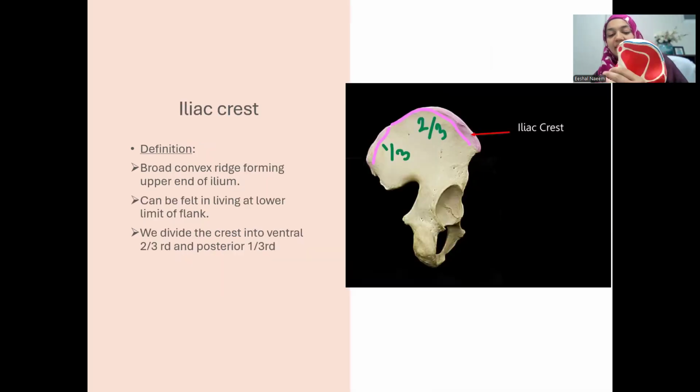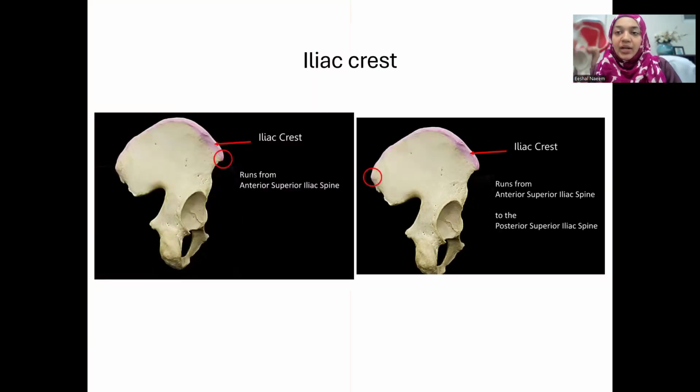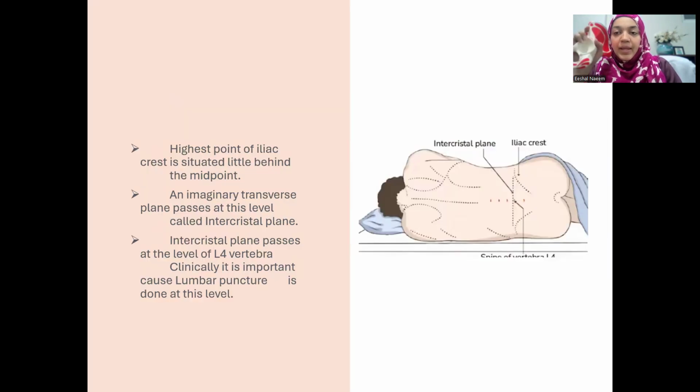I told you that we divide the ilium into anterior two-thirds curvature and posterior one-third curvature, right? It runs from the anterior superior iliac spine to the posterior iliac spine. And the highest point of the iliac crest is situated a little behind the midpoint. So the midpoint is somehow this, right? This is the midpoint, but you go a little behind it, and there's the highest point of the iliac crest. So the highest point of your bone is called the crest.